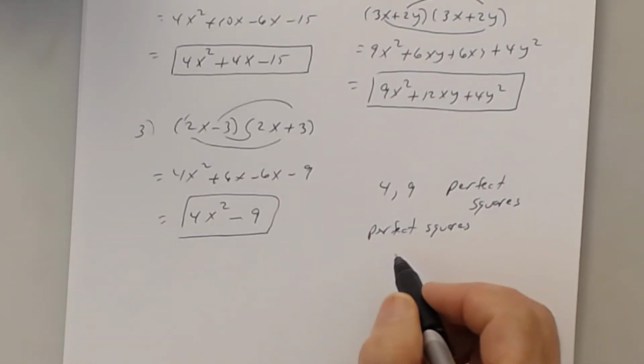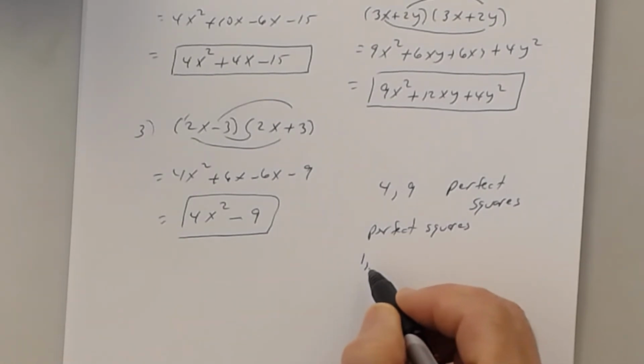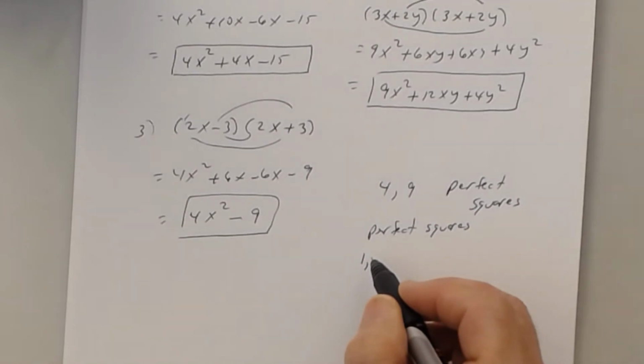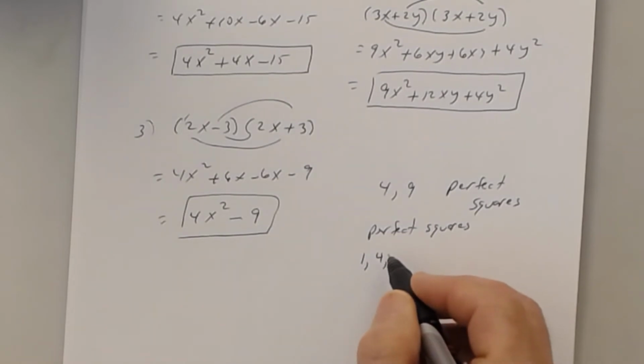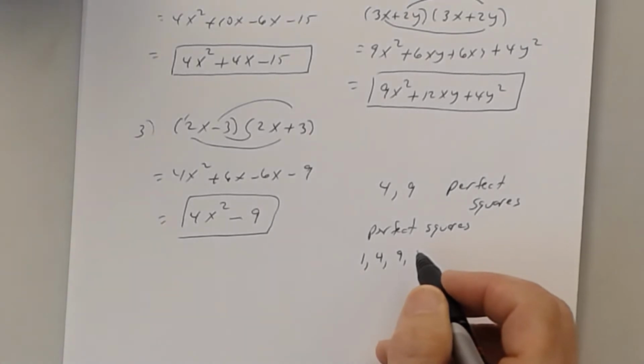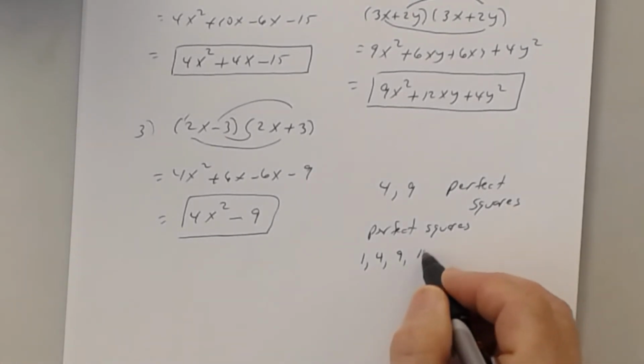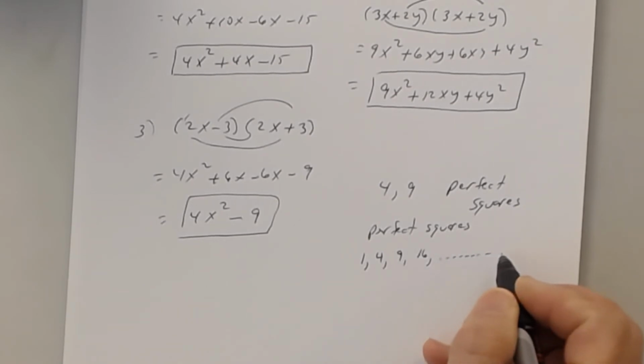Perfect squares. So the smallest perfect square is 1. And we'll go ahead and say the next one. The next perfect square is 4. Let's see if any of you remember what the next one is. What do you think the next perfect square is? 9. Very good. What do you think the next perfect square is after that? 16. All right, and there are an infinite number of these.